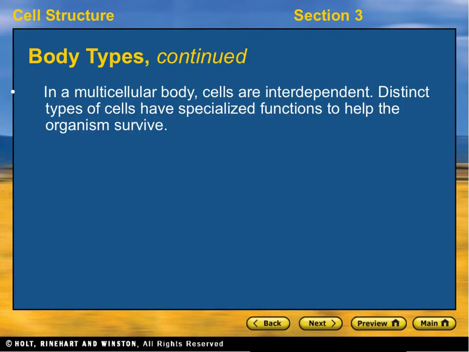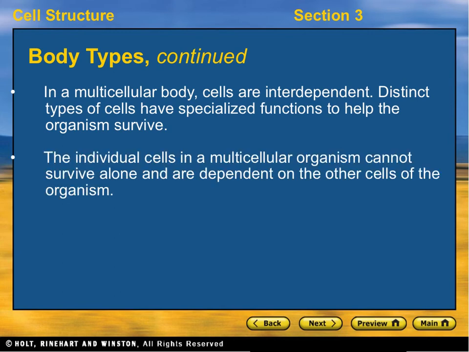Inside of a multicellular organism, the cells are independent. Even though they're independent, they still have to work together, and their whole goal is to create a specialized function so that organisms can survive. Those individual cells in a multicellular organism cannot survive alone, and they depend on other cells of the organism. That's why they cannot live alone.